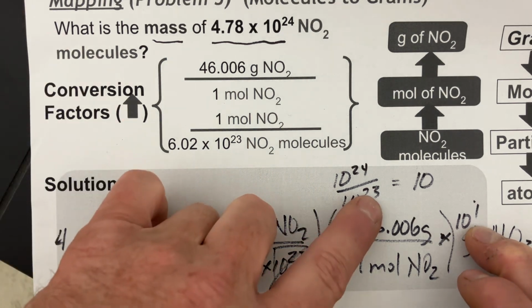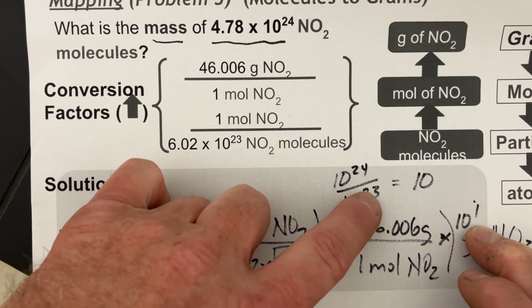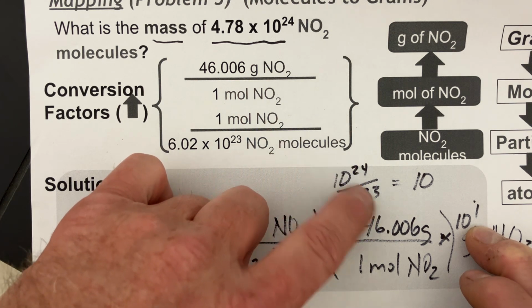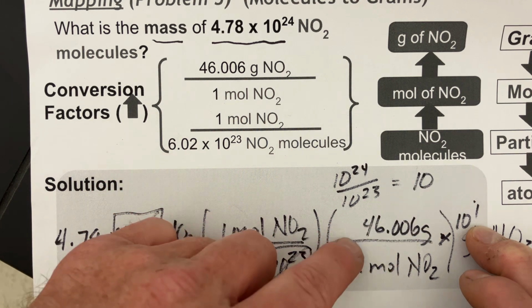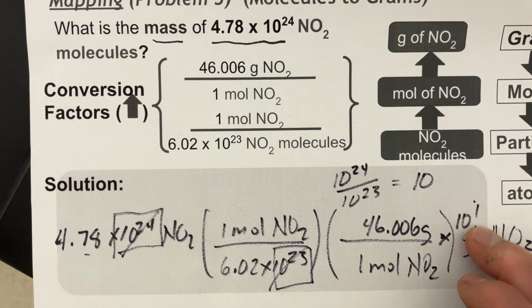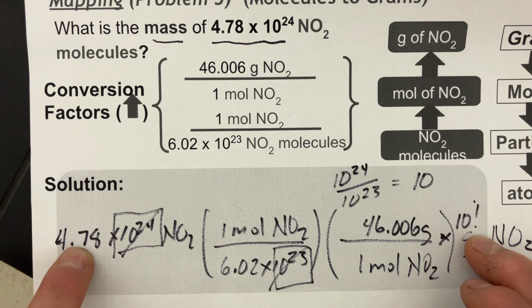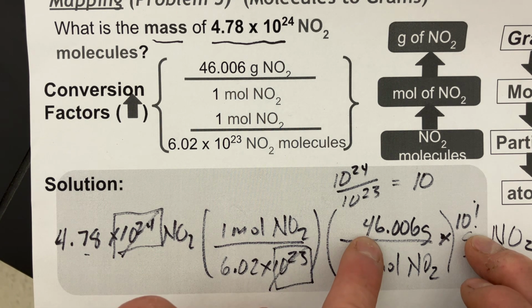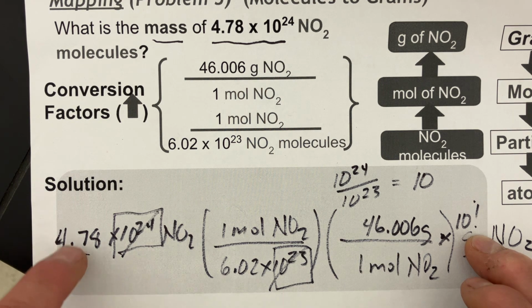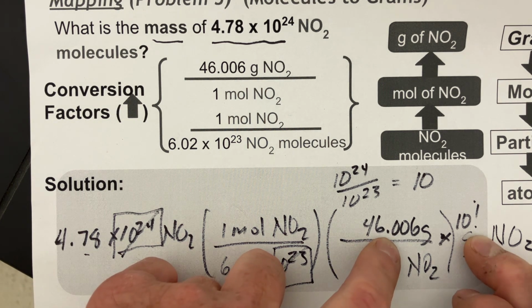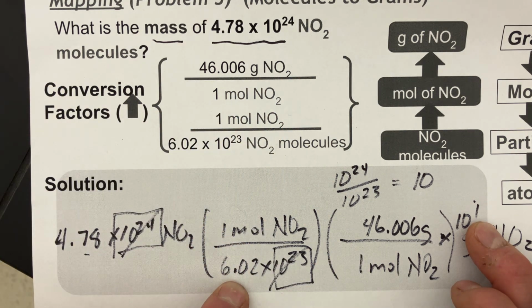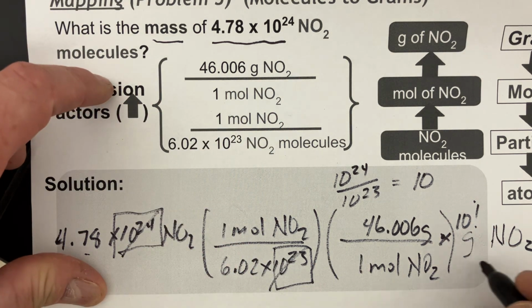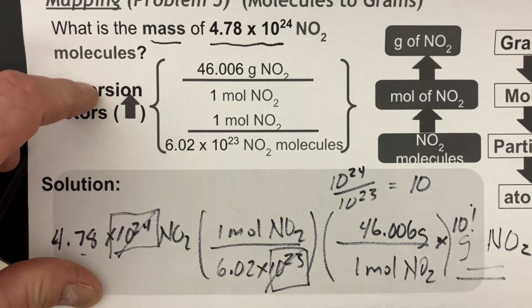If it had been 10 to the 21st, then we'd have had 10 to the 3rd, because 24 minus 21 would be 3. But 10 to the 1 is just 10. So we're just going to have a multiplication of 10. So you do your 4.78 times 46.006 times 10, it equals. Divide by 6.02, it equals. And you'd have your grams of NO2 that you need.